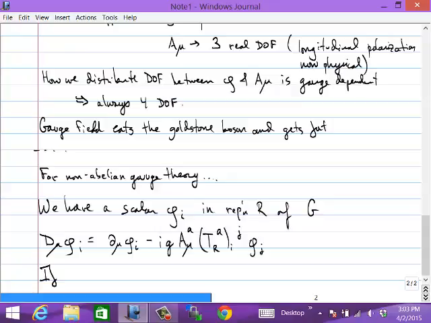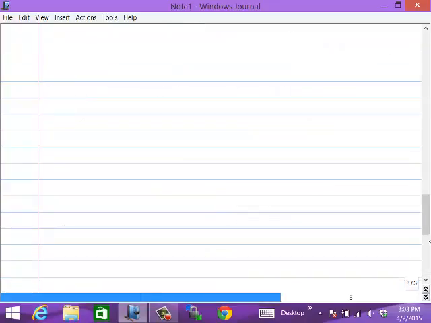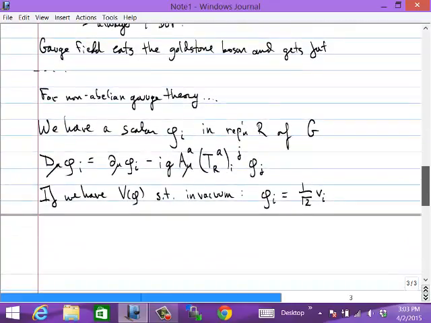And then you imagine that you have some potential or some other sort of dynamics such that in vacuum, that is to say the lowest energy solution of the potential, phi is going to be non-zero. So we could take it to be proportional to some vector v_i, where again this is not a space-time vector, but a vector in your representation space.